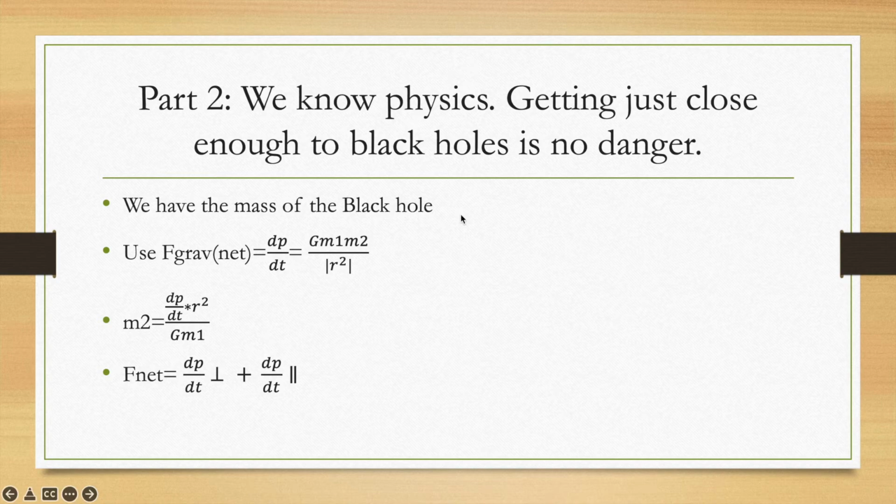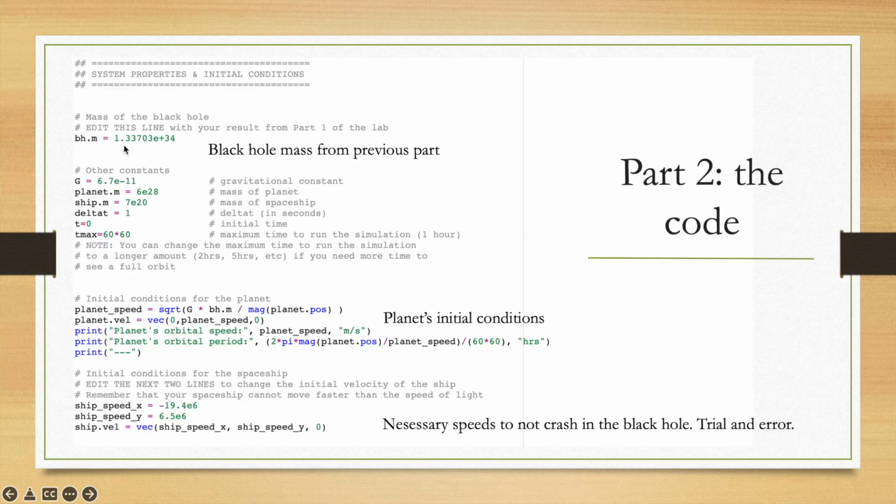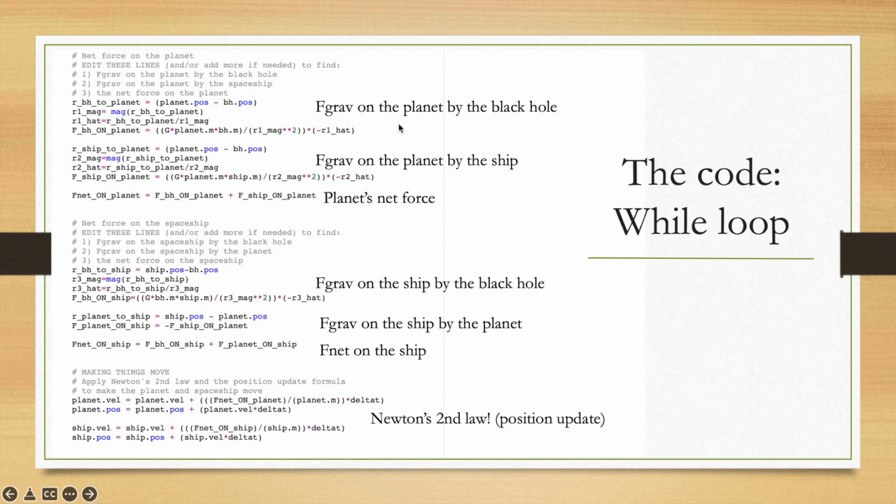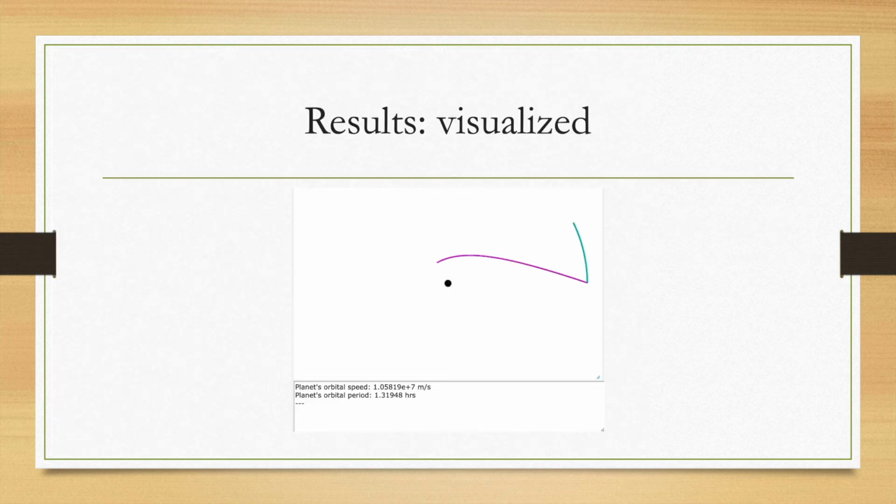So we simply use the same principles from before using the gravitational equations. And now we have the mass of the black hole. Now that we have the mass of the black hole, we simply calculate all of the net forces. First, the gravitational force on the planet by the black hole, and on the planet by the ship. We calculate the net force acting on the planet and the net force acting on the ship. And now that we have these two net forces, we can use Newton's second law in this position update form to calculate how this will move.